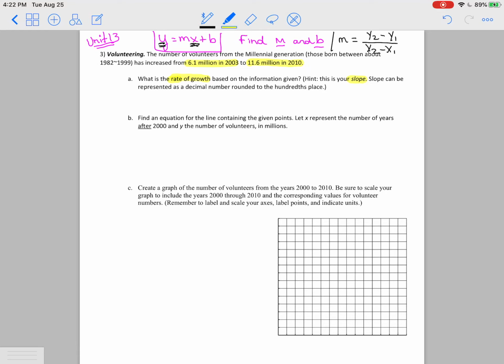You're not going to have some nice integer or a nice fraction like 3/4 generally. You're going to have some decimals in there. Go ahead and get on your calculator and figure it out, and if you can round to the hundredths place, that's just fine. B is asking us to find an equation for the line that contains the given points.